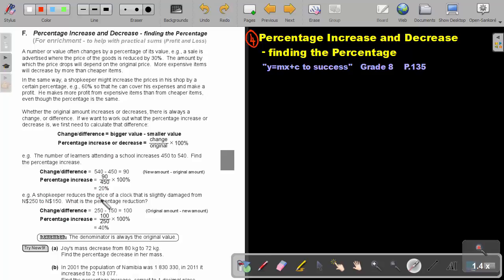A shopkeeper reduced the price of a clock that is slightly damaged from 250 to 150. So this is now a decrease, not an increase. What is the percentage reduction? Again, find your difference. Big one minus small one, that's 100. And then if you want to find the percentage increase or decrease, you're just going to say 100, that difference, and you put it over the original one. What is the original one? 250. And then you multiply it by 100 and you will come to an answer of 40%. And then remember, the denominator is always the original, always the one they mentioned first.